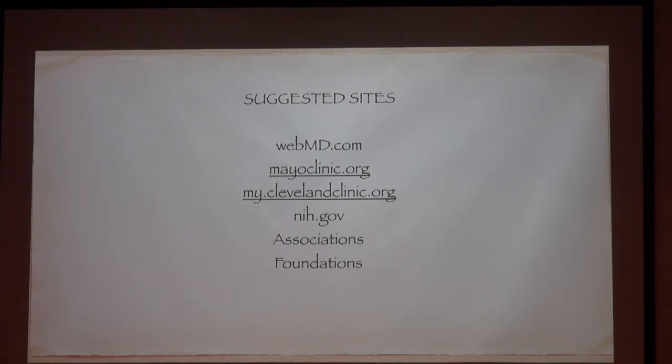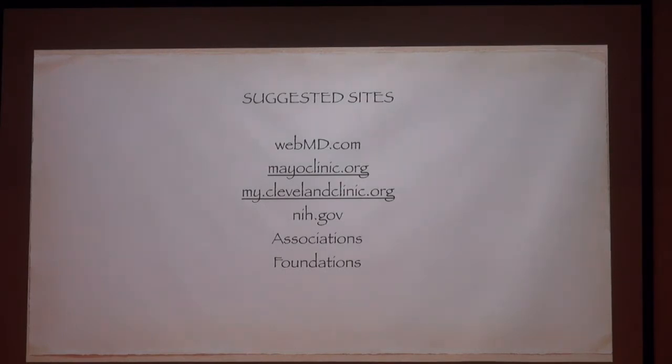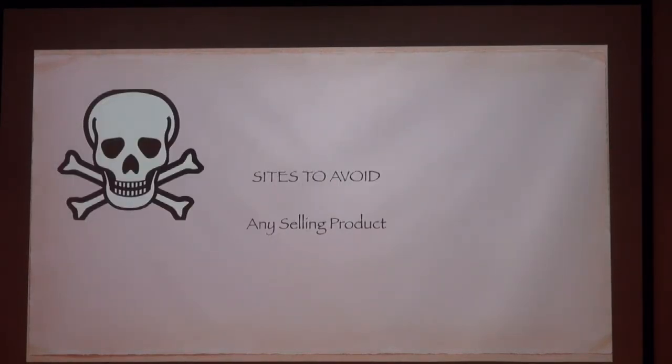And then the other thing is associations and foundations, like the American Heart Association. That is going to be valid data. I don't have a problem with those kinds of associations, or the Muscular Dystrophy Foundation. They are going to present good information on the computer. But avoid sites that are selling product. You can be led down the trail very quickly by people who are biased to market some product.